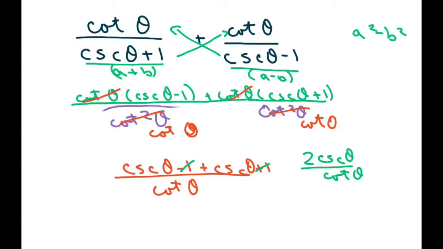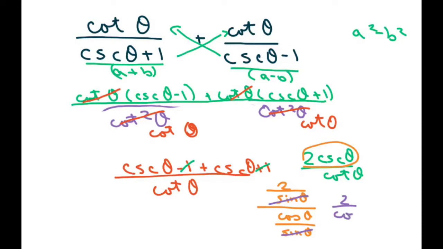Let's see if we can write this now in terms of sine and cosine. So the numerator is 2 over sine. The denominator is cosine over sine. We can cancel out the sines. So we have 2 over cosine, which equals 2 times 1 over cosine, which is secant. So this would be 2 times secant of theta.